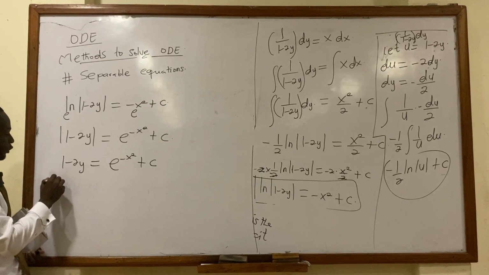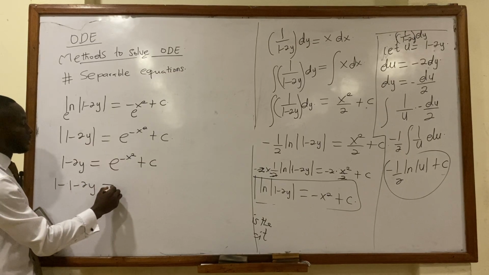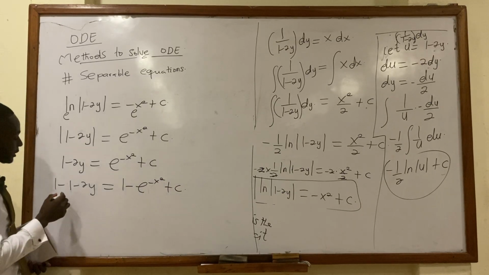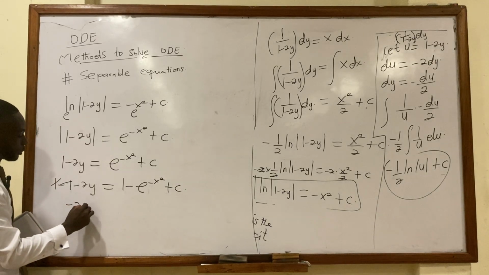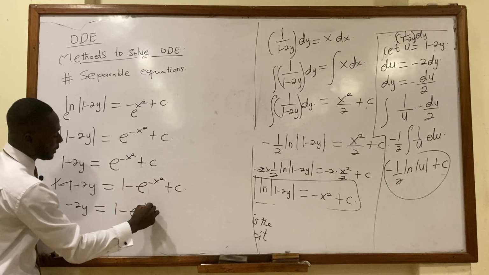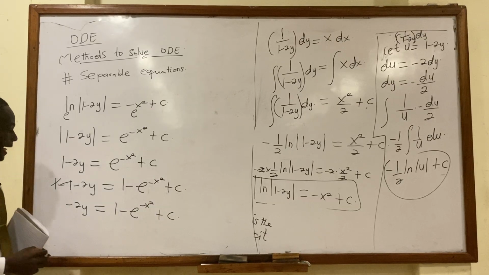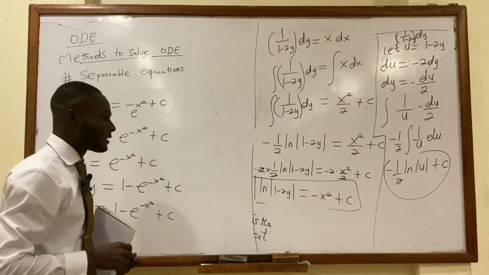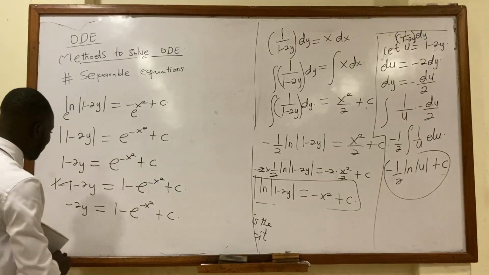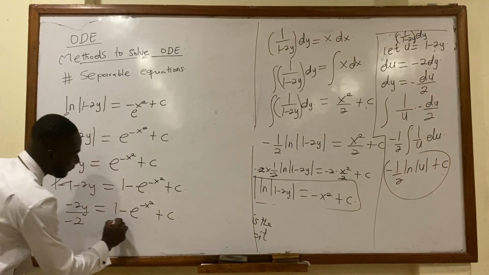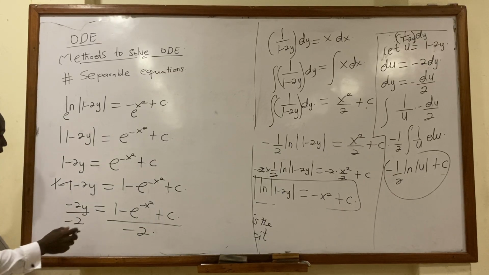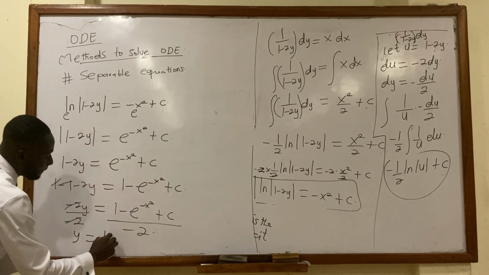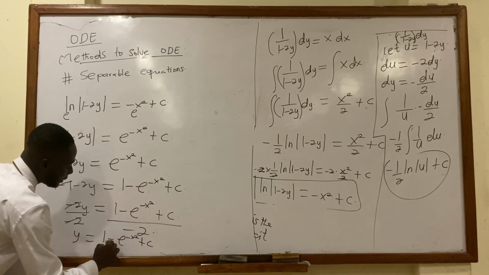So we have 1 minus 1 minus 2y is equal to 1 minus e power minus x squared plus c. So basically this will take off this 1, and then we have minus 2y is equal to 1 minus e power minus x squared plus c. Now we want to make y the subject so that we have the explicit form. Explicit means you want to make y the subject. That's all. So from here, we divide the whole thing by minus 2, and then we have y equals 1 minus e power minus x squared plus c over minus 2.